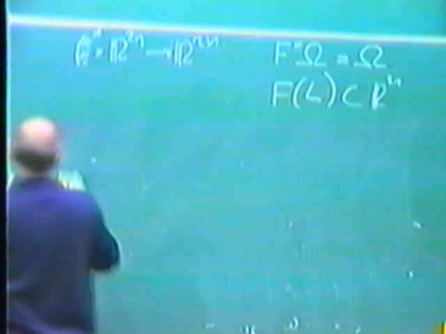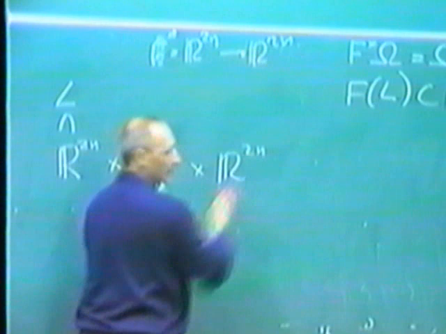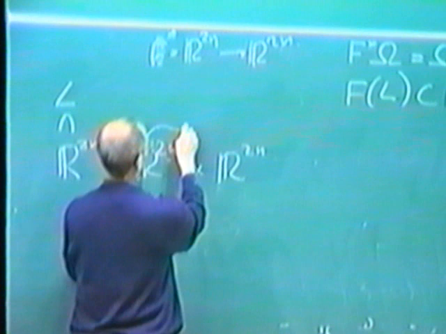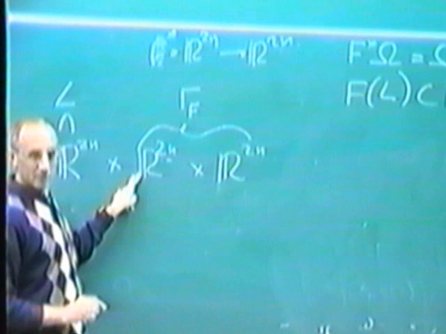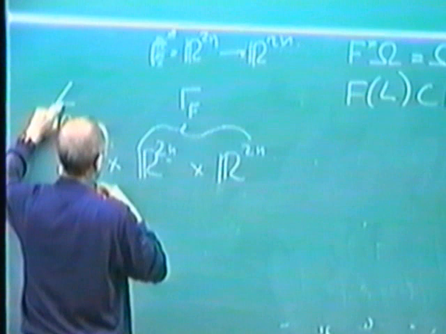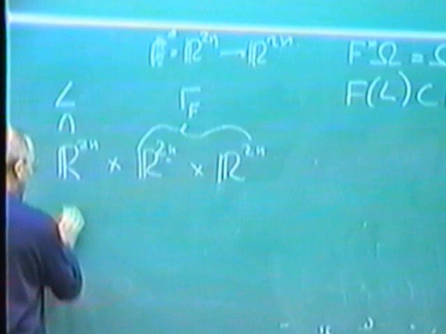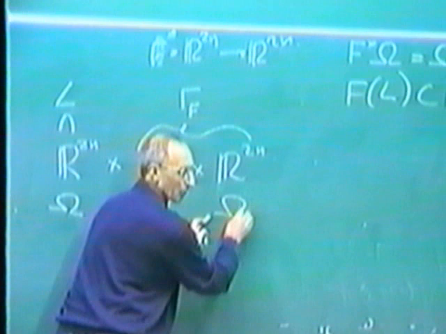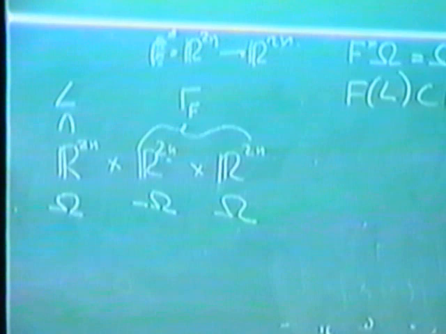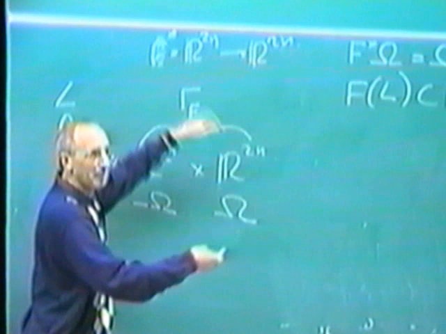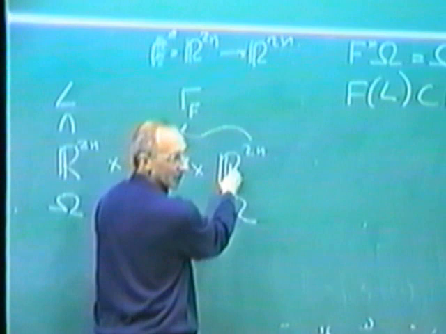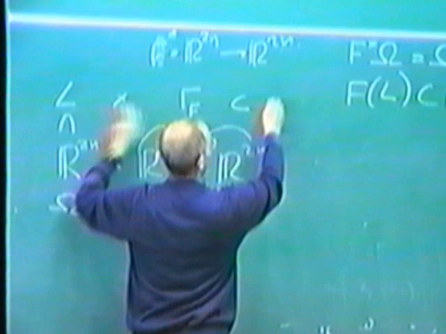So now I do this construction as follows. I take R^2n cross R^2n cross R^2n, a product of three copies. Then in this product I consider the graph of my map F. Let's take the form omega here, the form minus omega here, and here again the form omega. So this is again a symplectic space of this dimension. So gamma F, the graph of a symplectic map, is a Lagrangian submanifold. Now I can take L cross gamma F. This is a Lagrangian submanifold in this triple product.